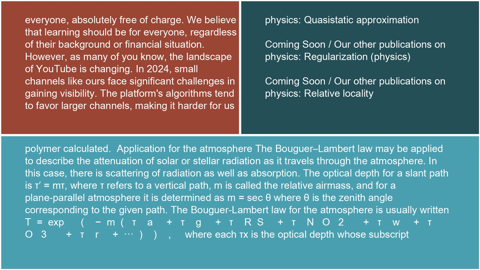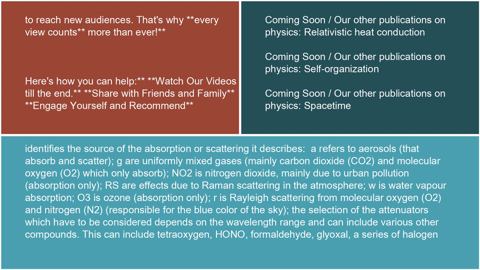The Bouguer-Lambert law for the atmosphere is usually written T equals exp(minus m (tau_a plus tau_g plus tau_RS plus tau_NO2 plus tau_W plus tau_O3 plus tau_R plus ...)), where each tau_X is the optical depth whose subscript identifies the source of the absorption or scattering it describes.